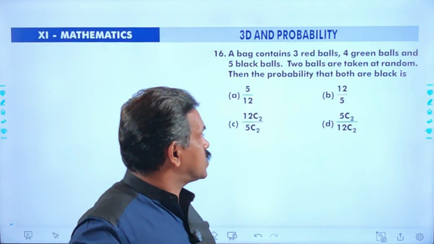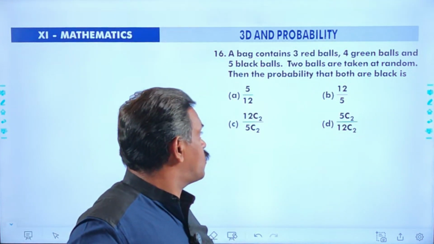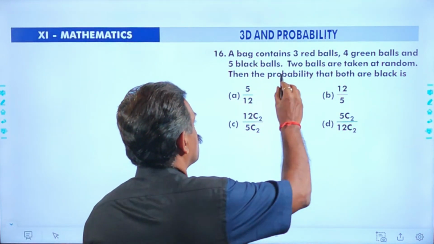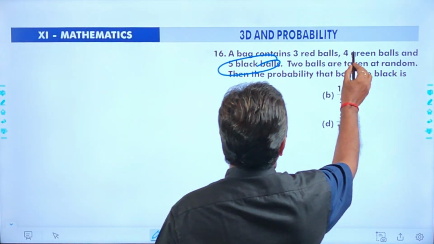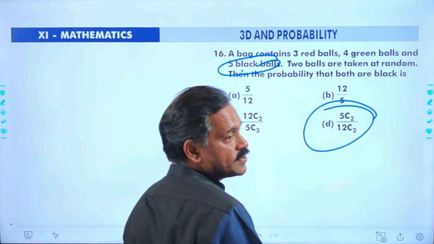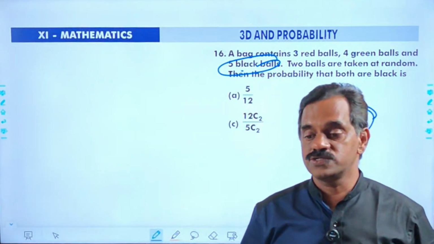A bag contains 2 red, 4 green balls and 5 black balls. 2 balls are taken at random, find the probability both are black. Therefore, total 5 black balls are there. Total 2 plus 4 plus 5, 12 total balls are there. So the answer is given directly, 5C2 by 12C2.